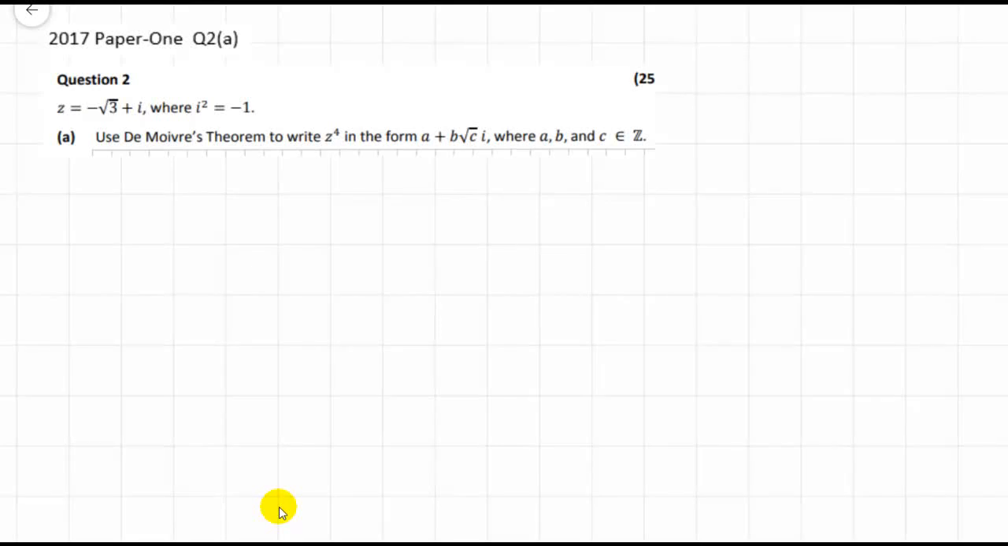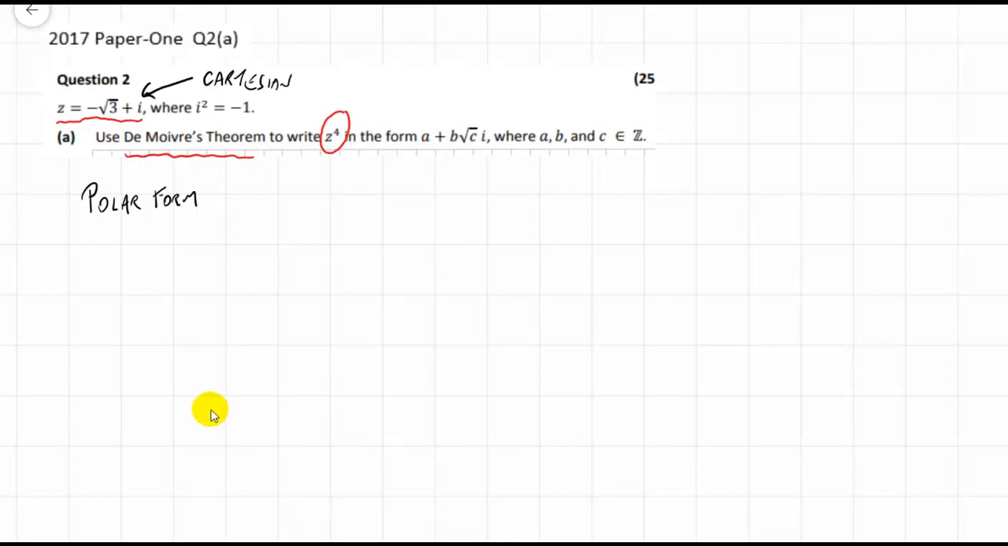In this question we're given a complex number, z equals minus root 3 plus i, and we're asked to raise it to the power of 4, and we're told that we should use de Moivre's theorem in order to do this. To use de Moivre's theorem, you have to convert your complex number into what's called polar form, and that's not the form we're given it in the question. In the question we're actually given it in Cartesian form or rectangular form.